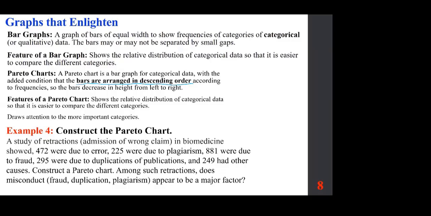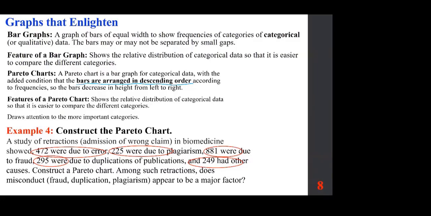Obviously, it's fairly easy to come up with the chart. I don't think anybody has any problem with the chart. I want you to pay attention to the numbers: 472, 225, 881, and 295, and finally 249. So we want to go from the largest, which is 881, or due to fraud. That would be the very first bar, and that's the largest. So along the horizontal axis, we put the categories. What are the categories? Fraud would be the first one.